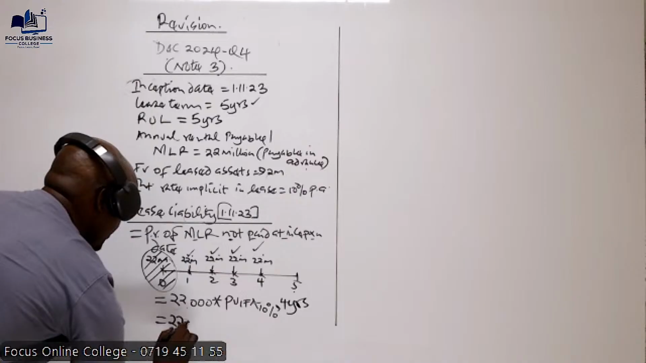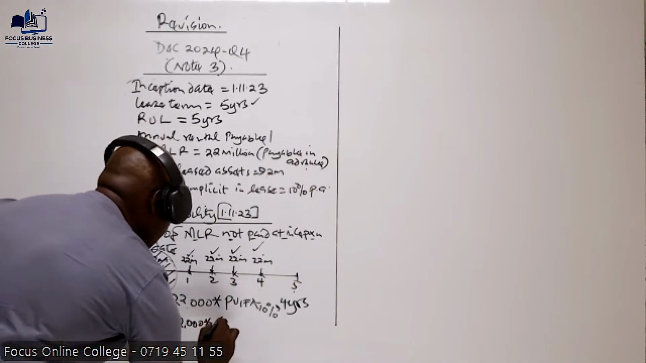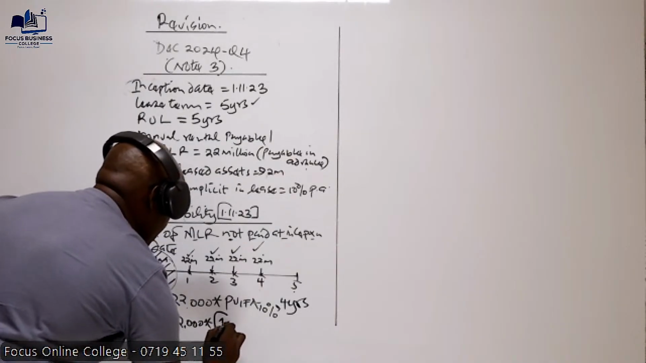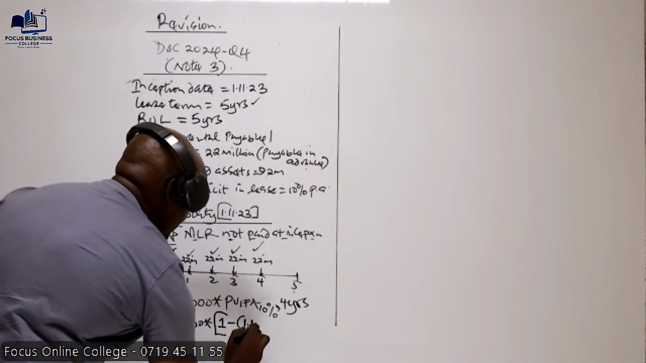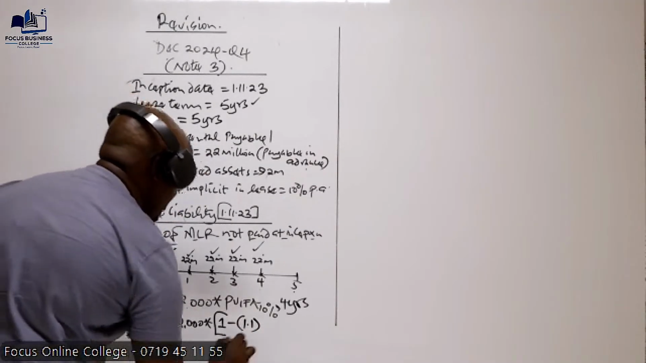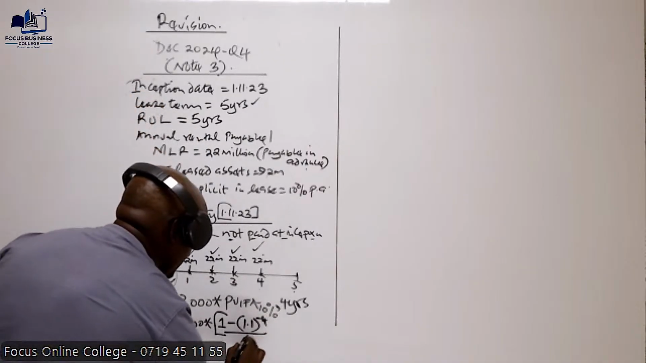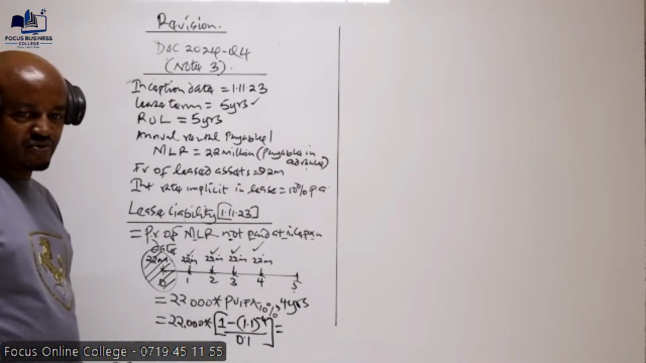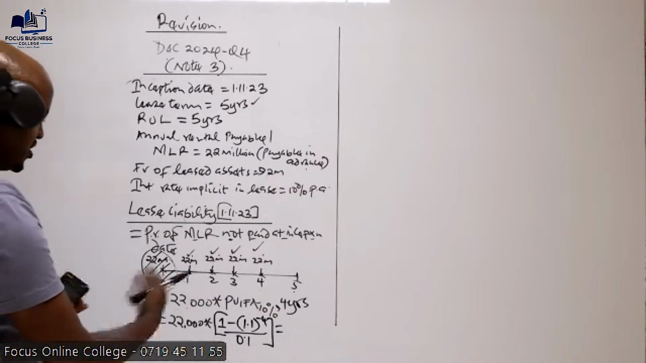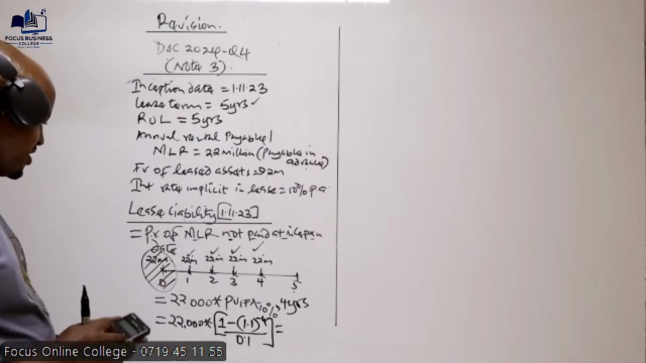So we work out this. So we have 22 million. So you must recall the formula for this, which is 1 minus 1 plus R, which is 1.1, raised to power negative n. Our n is what? It is 4. And then we divide that with R, which is 0.1. We said you must be able to remember that, because in a past exam, the examiner will not give you the present value interest factor tables.